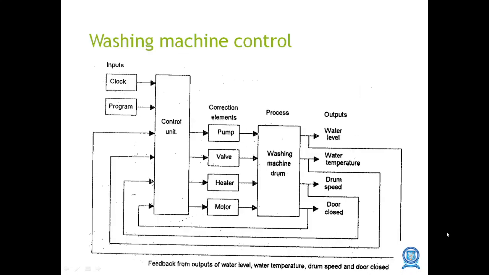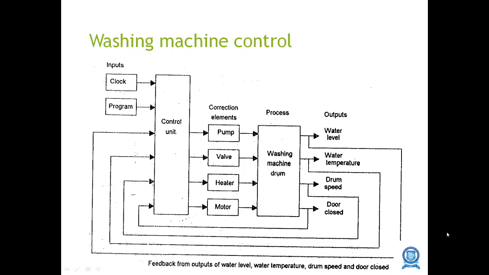Similarly, for washing machine control, here we have a control unit and two inputs are given, clock and program. From the control unit there are some correction elements like pump, valve, heater, motor, and the values from pump, valve, heater and motor are sent to the washing machine drum in which the process of rotation takes place, and the output is the water level. The feedback is sent to the control unit.